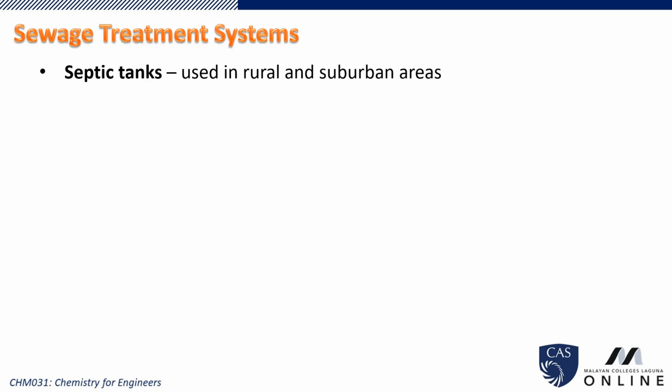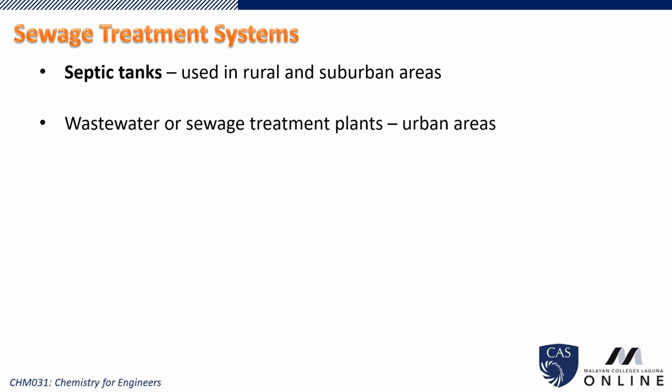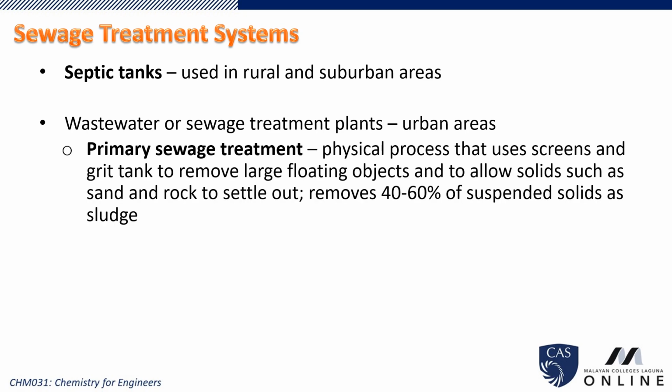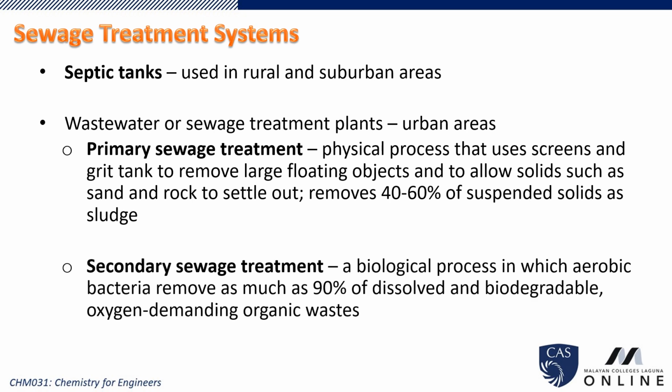There are two main systems for water treatment. First is your septic tank, used in rural and suburban areas, and the wastewater treatment plant, used in urban areas. These systems differ in scale, but they follow similar treatment principles. For wastewater and sewage water treatment plants, it consists of primary treatment, which is a physical process, and secondary treatment, which is a biological process.